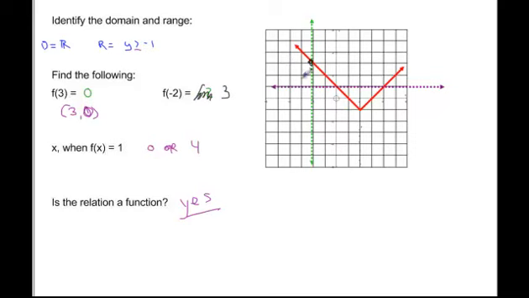F of negative 2 equals 3. That represents the point negative 2, 3. Sorry about that mistake, but that one might make it past editing. Find x when f of x equals 1.